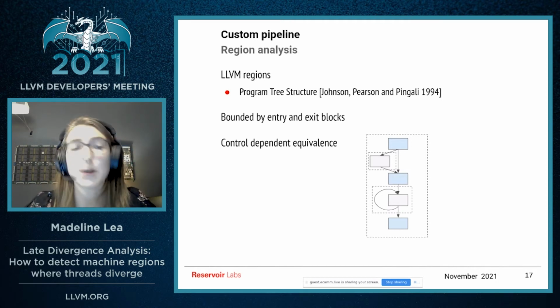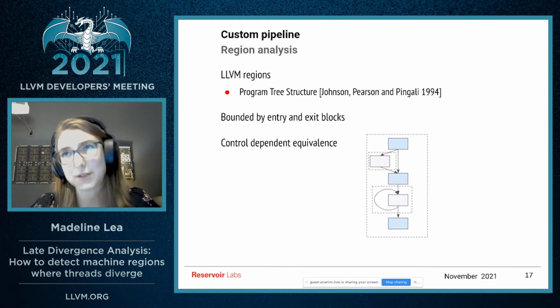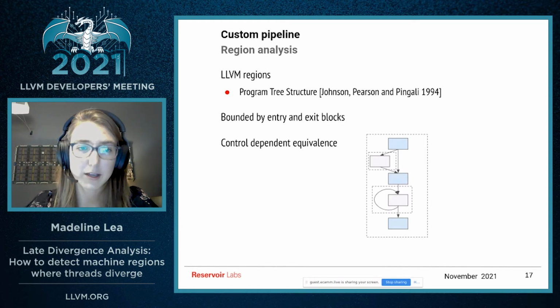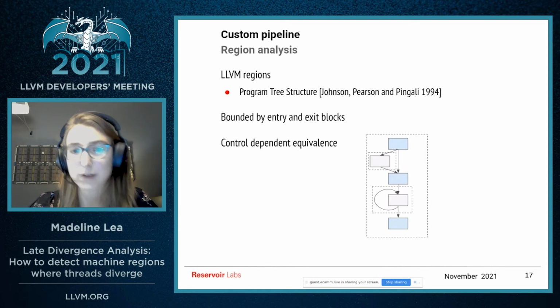And put simply, that equivalence means that if one block is known to execute, then all the equivalent blocks are also known to execute. They're dependent on the same control edges. So on the right-hand side, the blue blocks are control dependent equivalent. And you can see that they help create the boundaries for the 3 regions that are identified.